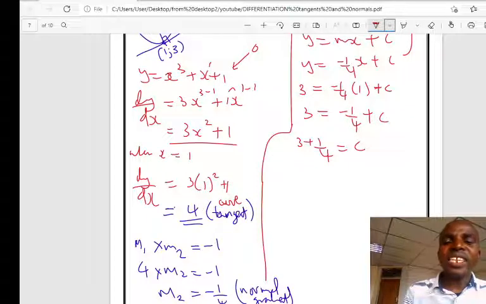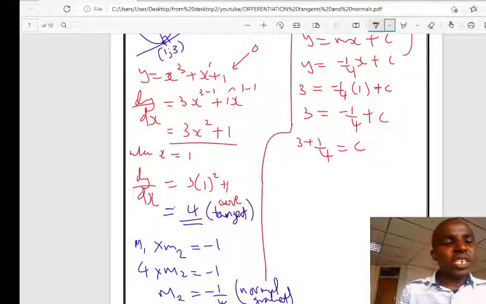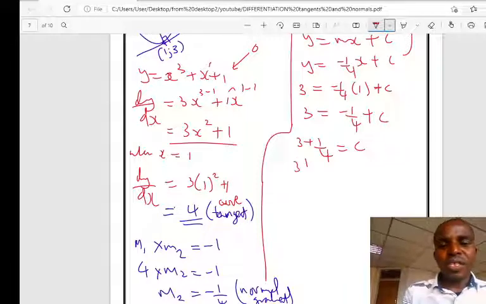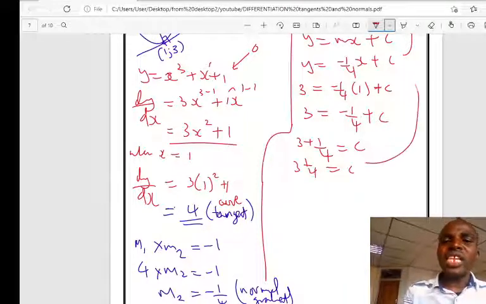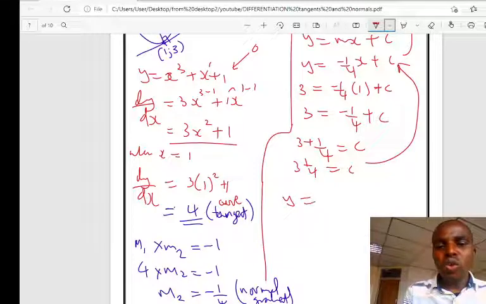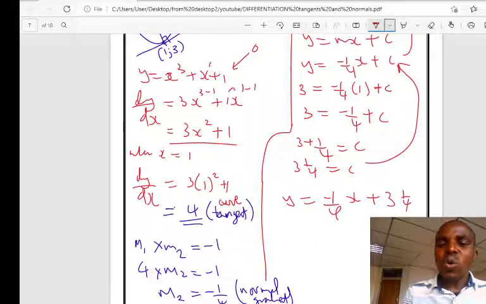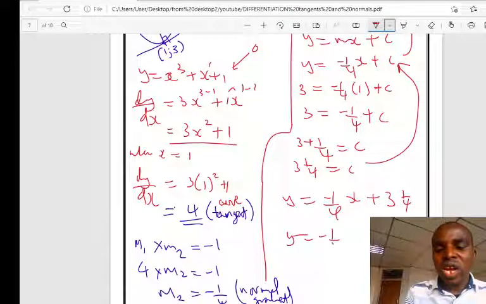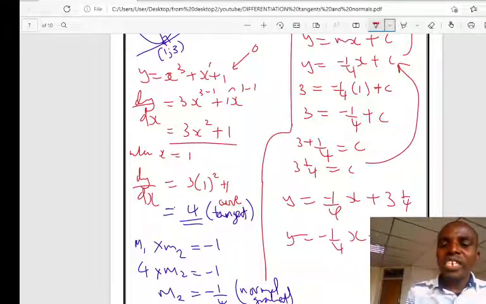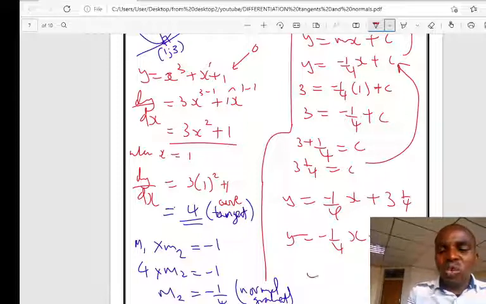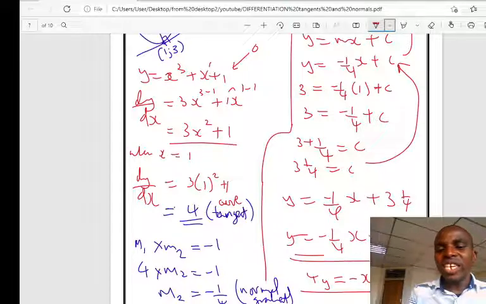3 plus 1/4 is 3 and 1/4. So 3 and 1/4 is equal to c. Then you can substitute it here. So it will be y is equal to minus 1/4 x plus 3 and 1/4. 3 and 1/4 I can write as 13/4: 4 times 3 is 12, plus 1, 13 over 4. You can multiply everything by 4 to get 4y is equal to minus x plus 13. It is still the same thing, right? You can just end here.